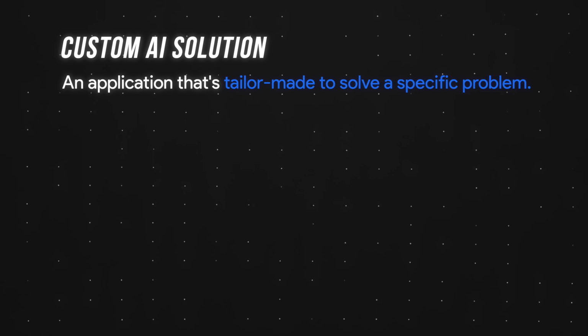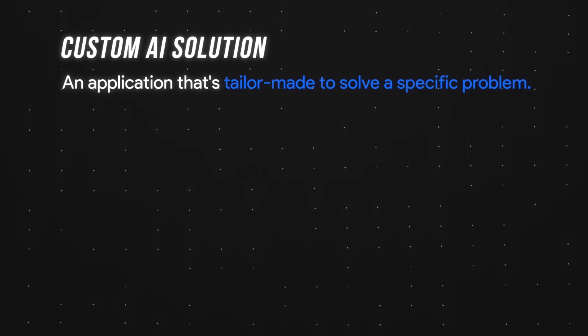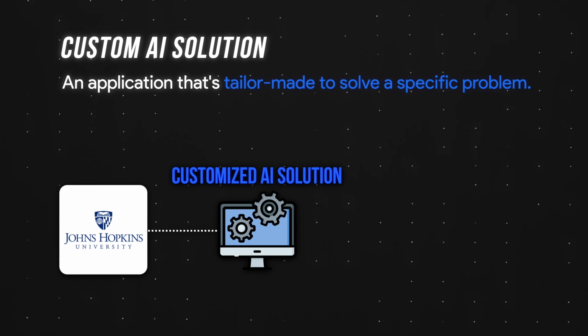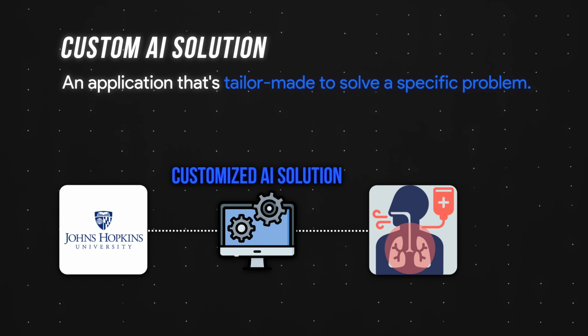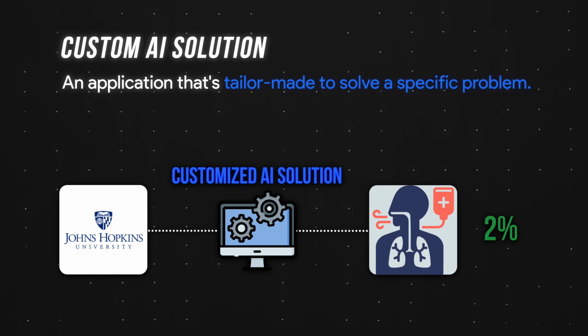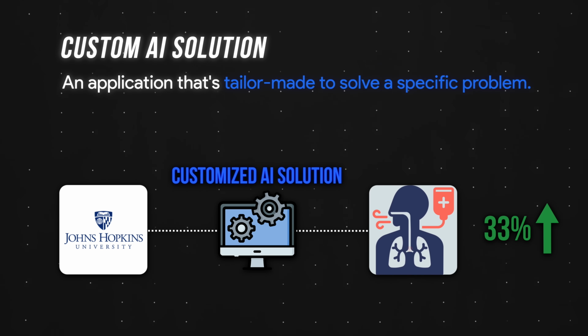In these instances, ChatGPT and Midjourney are standalone AI tools, and Google Docs and Google Slides are tools with integrated AI features. Third, a custom AI solution is an application that's tailor-made to solve a specific problem. For instance, Johns Hopkins University developed an AI system with the sole objective of detecting sepsis. This custom AI solution improved diagnostic accuracy from 2 to 5% to an average of 40%.